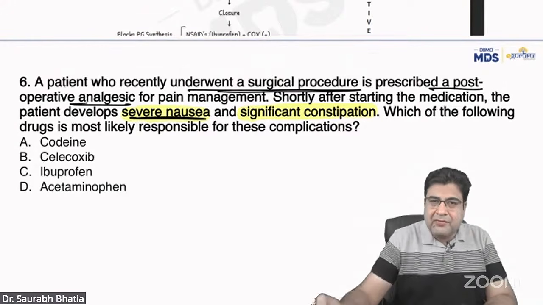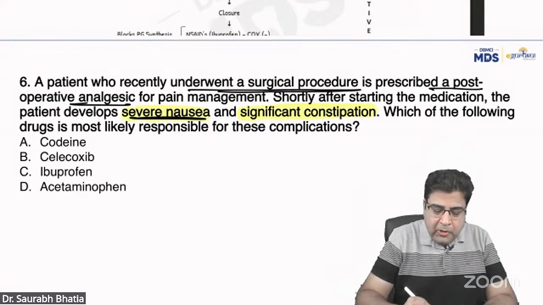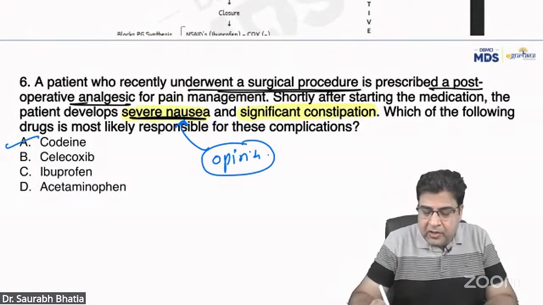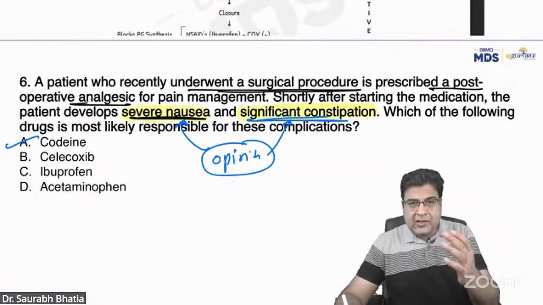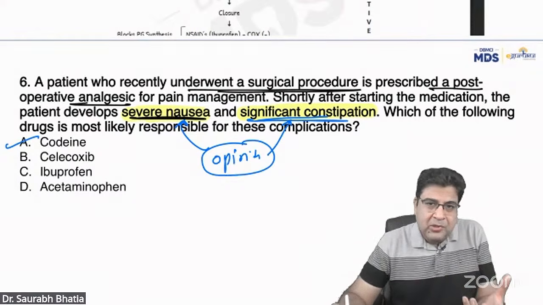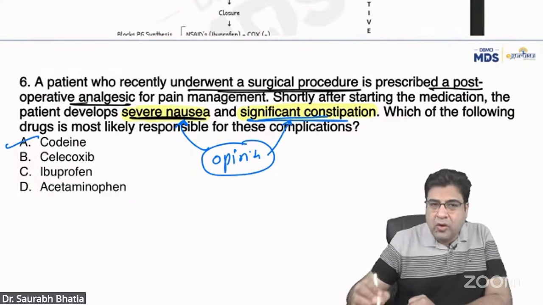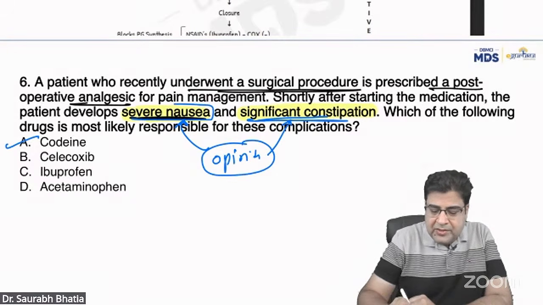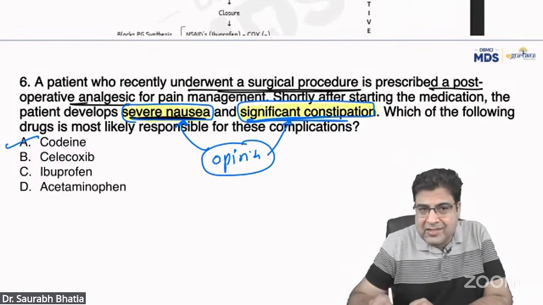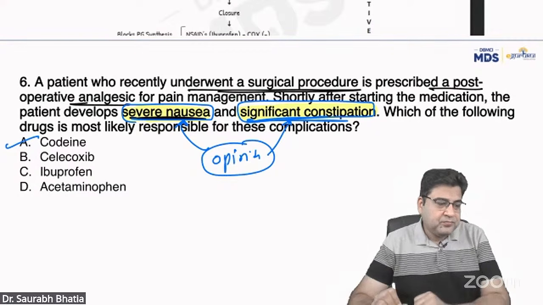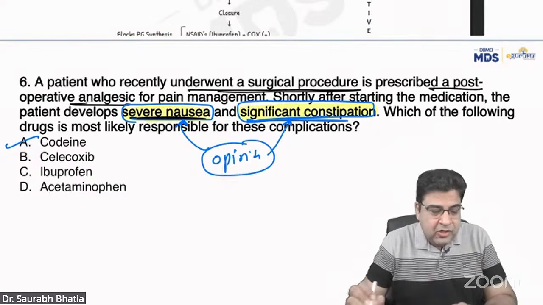This we have discussed during our lecture also, that opioids' most common side effect is nausea and vomiting. And one of the most important side effects, which was asked in your dental exam also, is that constipation is one of the important symptoms caused by the opioids. So opioids can cause severe nausea, vomiting. Opioids can cause constipation as a side effect. So codeine is the answer in this MCQ. Answer is A. Right.